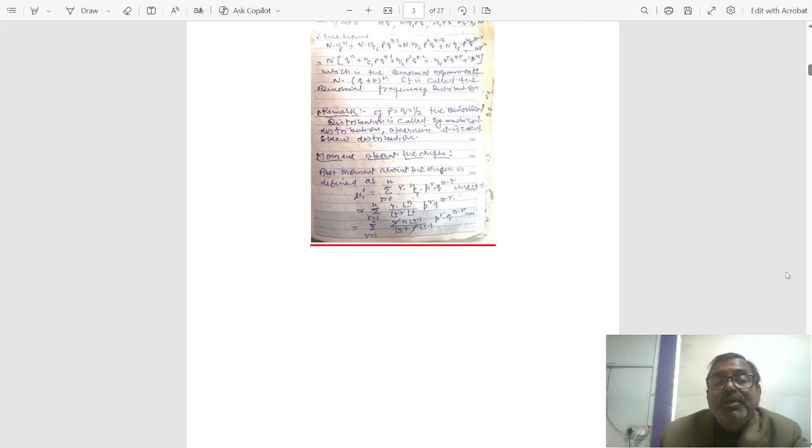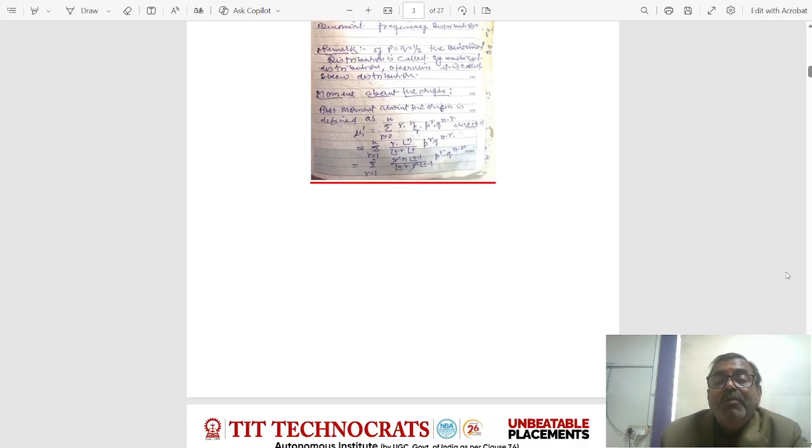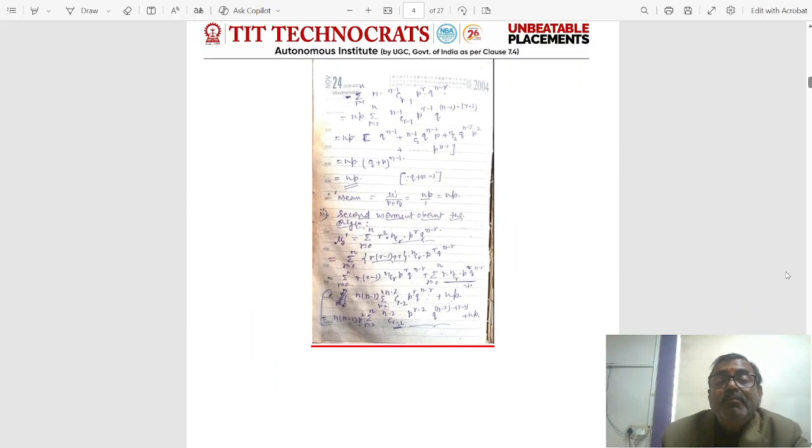Now for simplification, as r varies from 1 to n, we can write r n factorial upon (n minus r) factorial r factorial p^r q^(n-r). On simplification, we can write n (n-1) factorial upon (n minus r) factorial (r minus 1) factorial p^r q^(n-r). The r cancels, so we can write summation r equal to 1 to n of n (n-1)C(r-1) p^r q^(n-r).